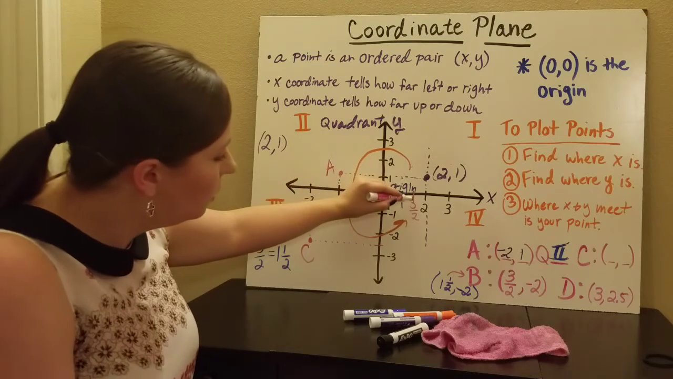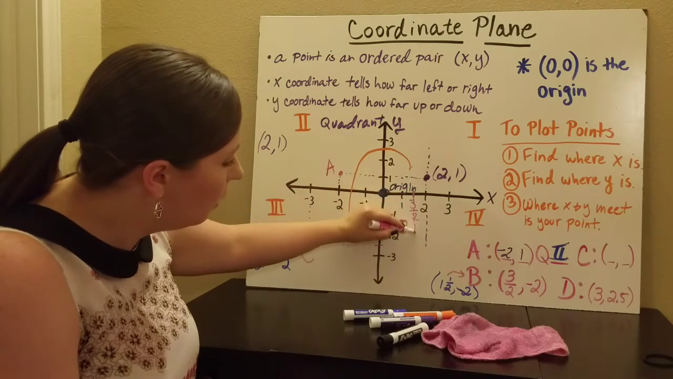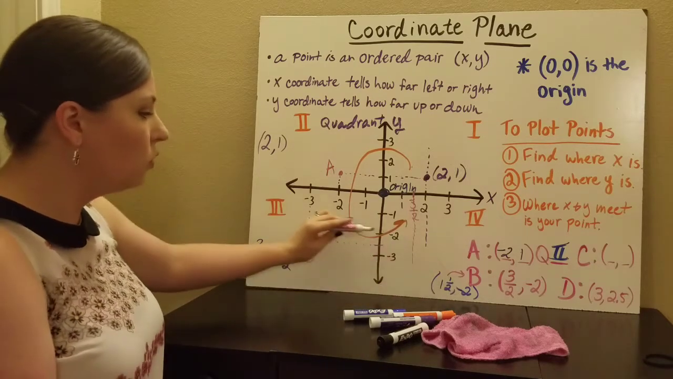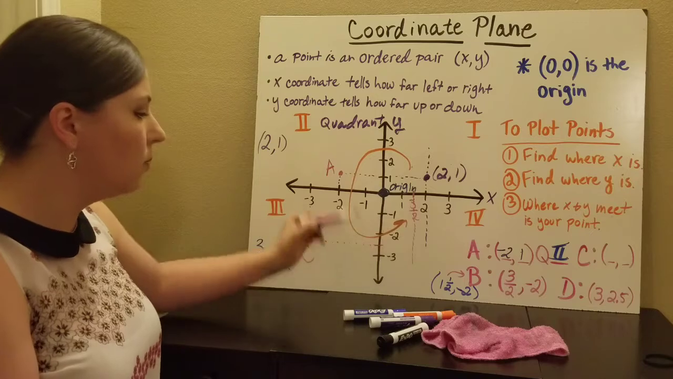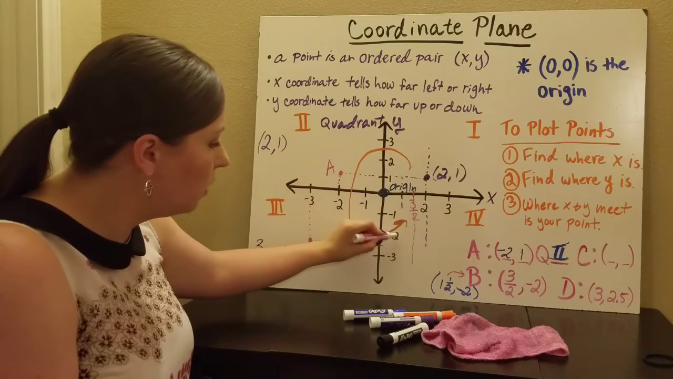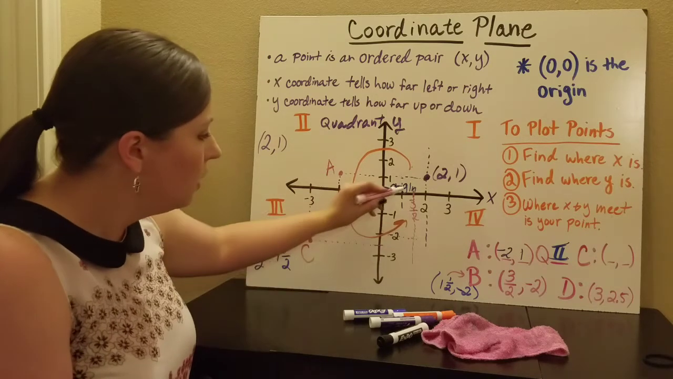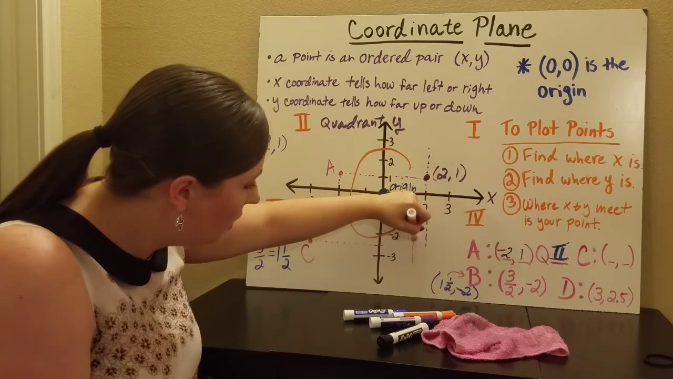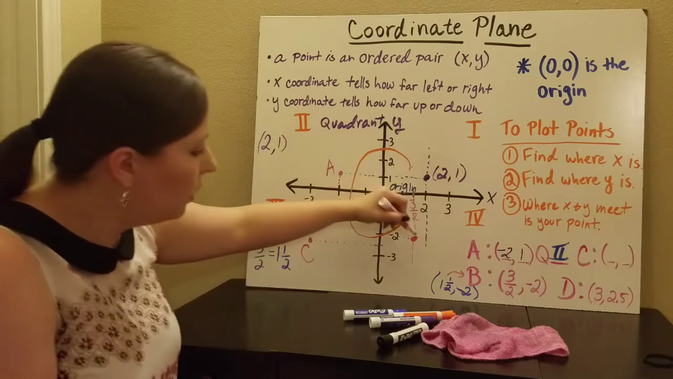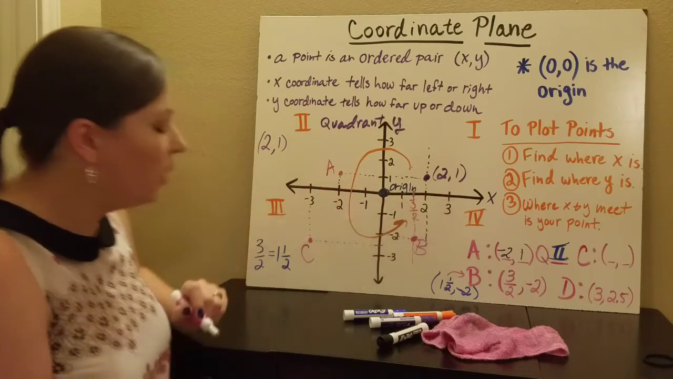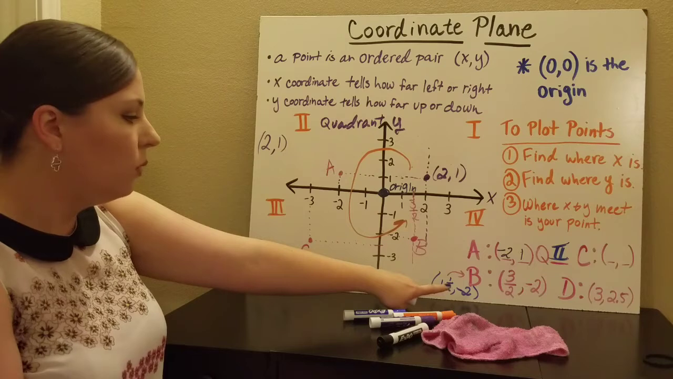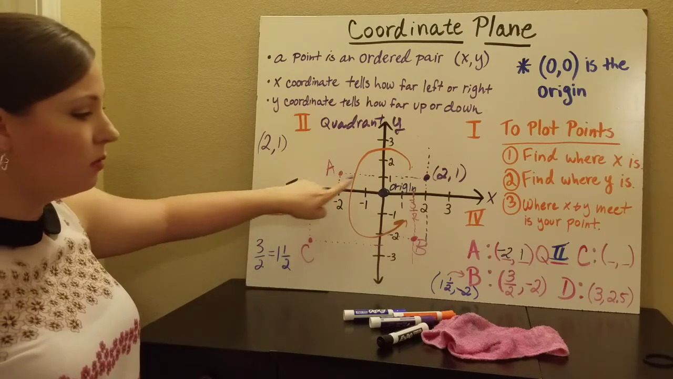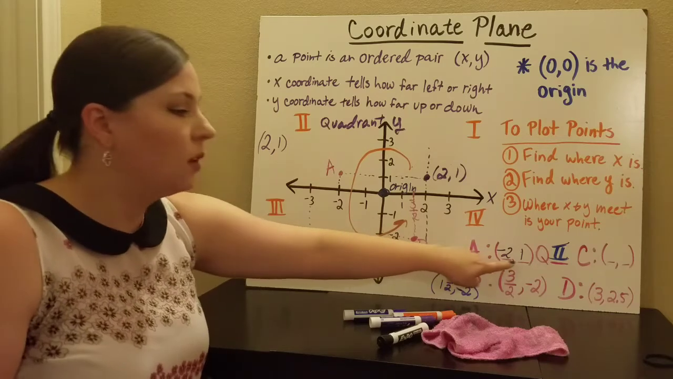So we got 3/2. We'll just draw a little line there, down. And now we're going to go to -2 and we're going to draw a line across so we can see where it's going to meet. So -2, we got our line going across. Here and here, they meet right there. And so we're going to call that point B.